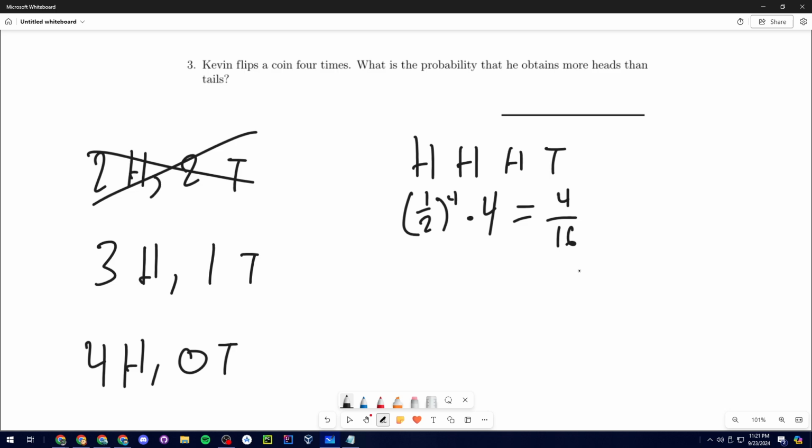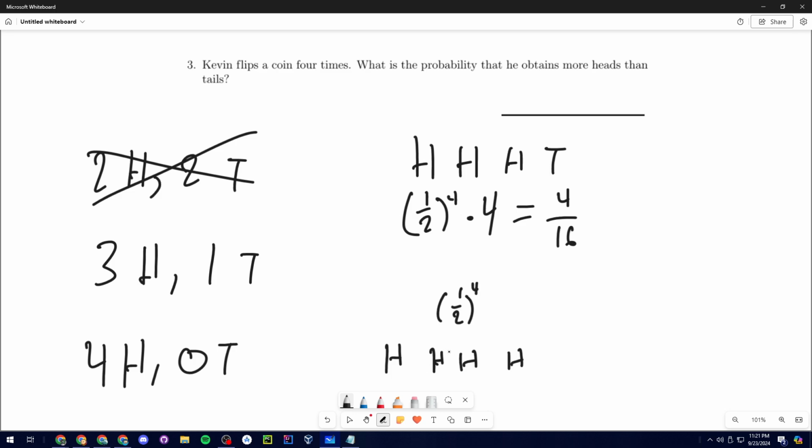I know the other denominator is also going to be 16, but I don't know if it's going to reduce down to something, so I'm leaving it in case I need to add it. For the second case, it's just H, H, H, H. Pretty easy. That's just 1 over 2 to the 4th.